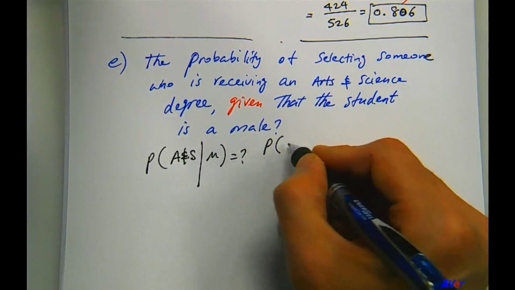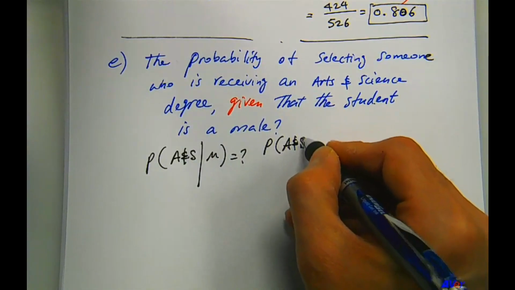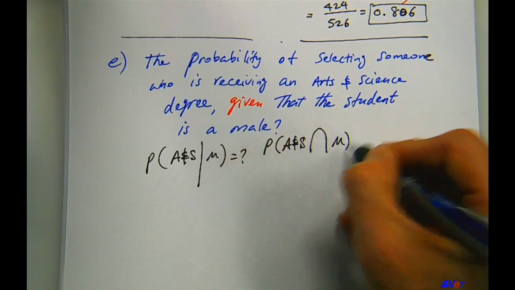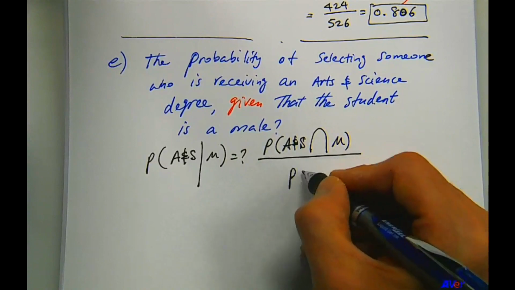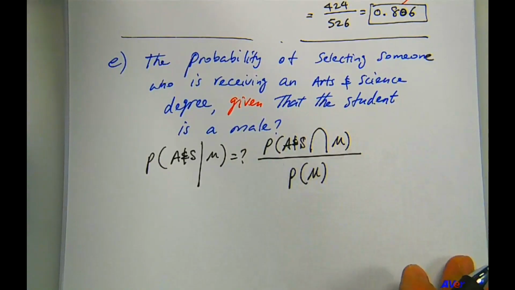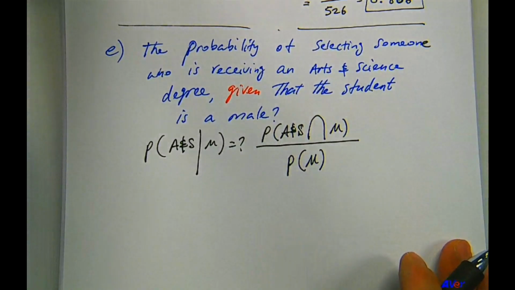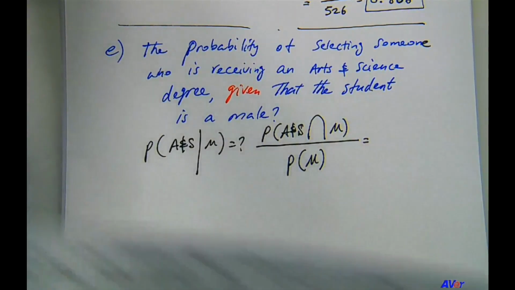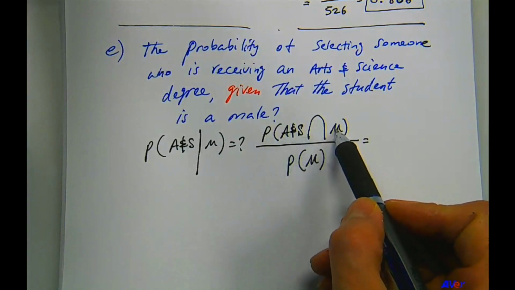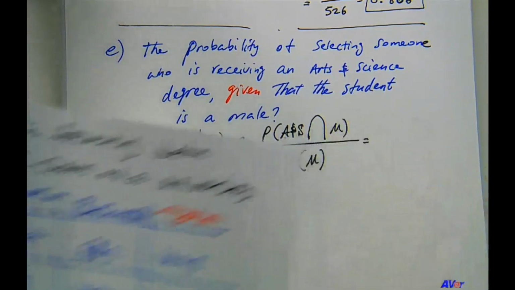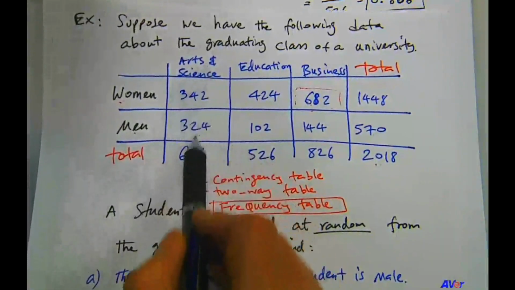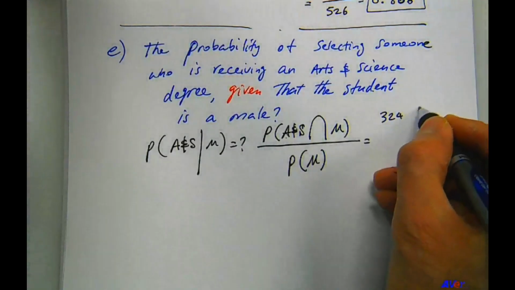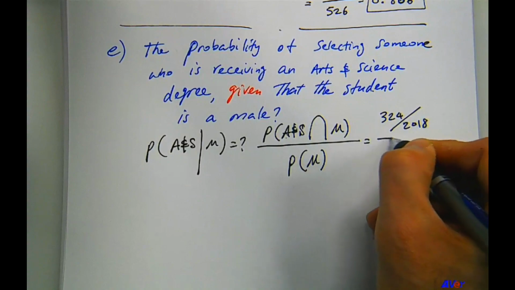Let's complete the formula. The probability that somebody is getting an arts and science degree, intersection that the person is also a male, divided by the probability of all those in this sample of data who are male. So that's the full formula. Let's go to our data. We want to first locate all males who are arts and science majors. Men who are arts and science majors, there are 324 of those. So 324 divided by 2018.